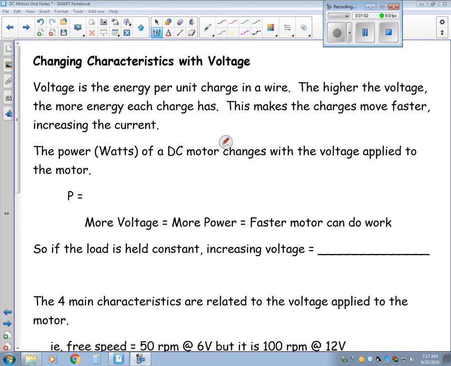Power, which normally equals work over time, well, for electricity, power can equal current times voltage. So notice that if the current is a constant, the more voltage means more power, which means it's faster for the motor to do work. So if the load is held constant, so if you just put a wheel in the motor and turn it on, by increasing the voltage, you make it spin faster.